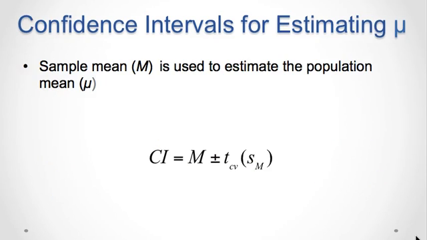The sample mean m is used to estimate the population mean mu. Confidence interval is equal to sample mean plus or minus t critical value times estimated standard error.